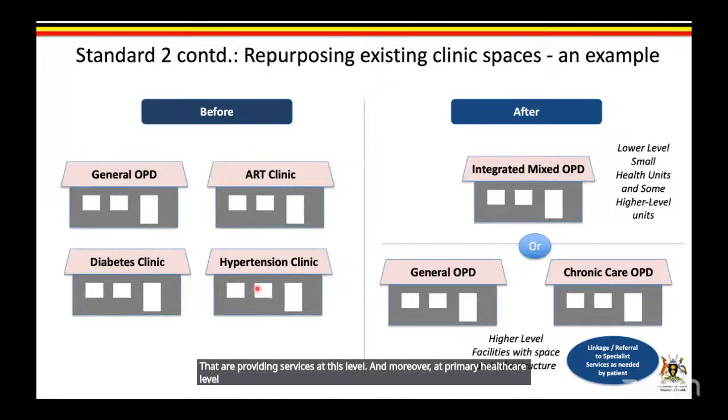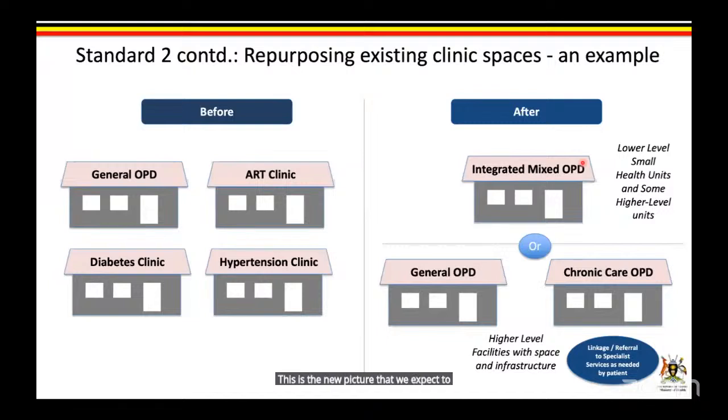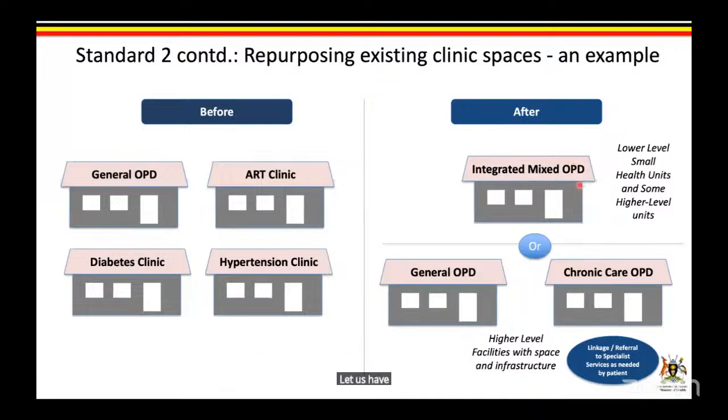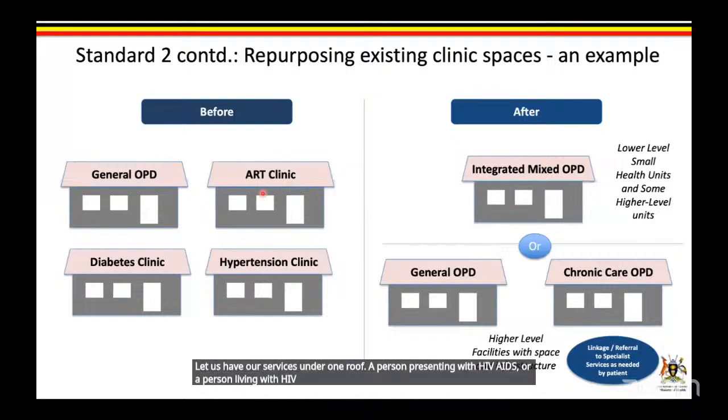Which, to remind us of this integration agenda in optimization of resources, we felt that it wasn't worthy for us to continue splitting ourselves wide and thin and not delivering the services to those that come to us as effectively as desired. So this is the new picture that we expect to see at the different facilities, especially at primary healthcare level. Let us have our services under one roof. A person living with HIV/AIDS, and a person that has a common condition like malaria or a common cold, can all be seen under this area here.